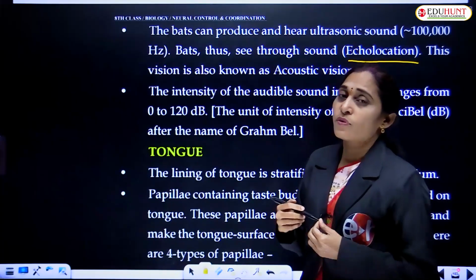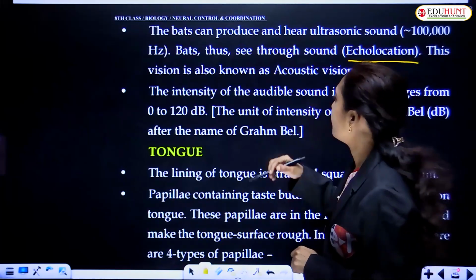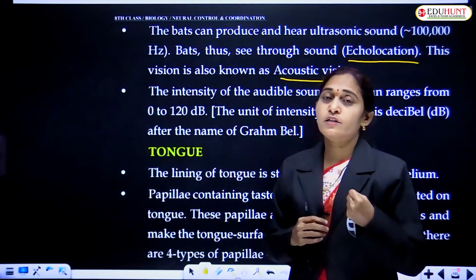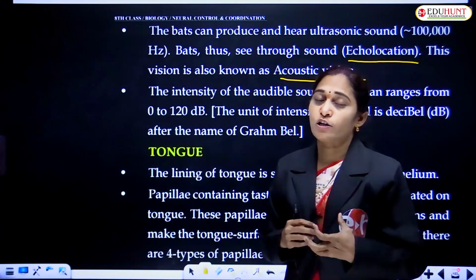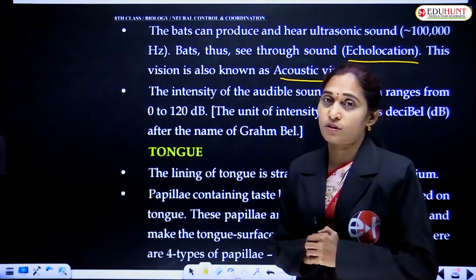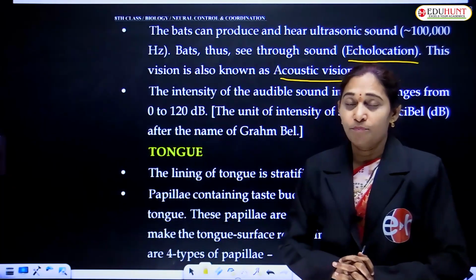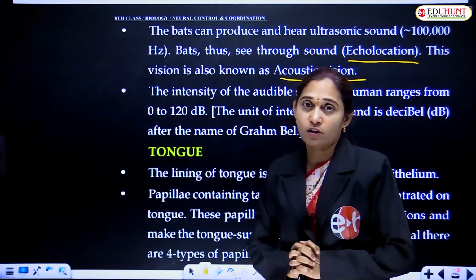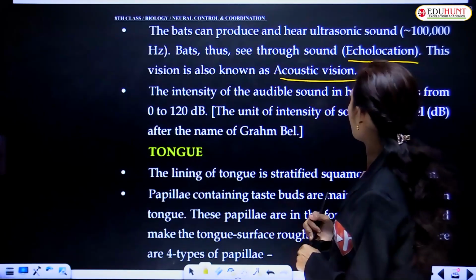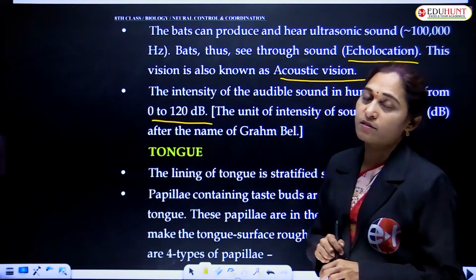Locating things depending on echolocation is known as acoustic vision. It is vision depending on producing the echo. Echolocation is also known as acoustic vision. Bats have this, because bats are nocturnal in nature. Nocturnal means they are active during the night. The intensity of audible sound in the human range is 0 to 120 decibels.